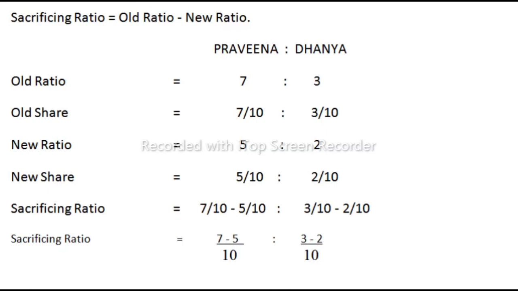So next step, we have to just subtract the numerator, that is the top part of the fraction, and get our answer. So we get our answer as the sacrificing ratio, which is 7 minus 5, 2, is to 3 minus 2, 1, and the denominator being the same, so it's going to be 2/10 and 1/10. So straight away I can write the ratio as the numerator part alone, which is 2:1.